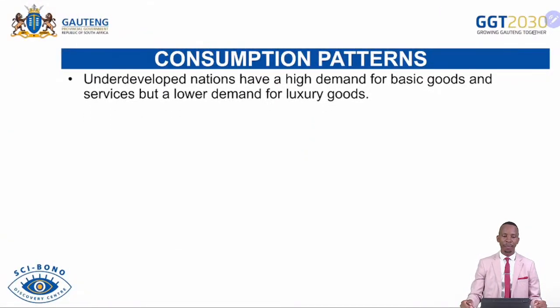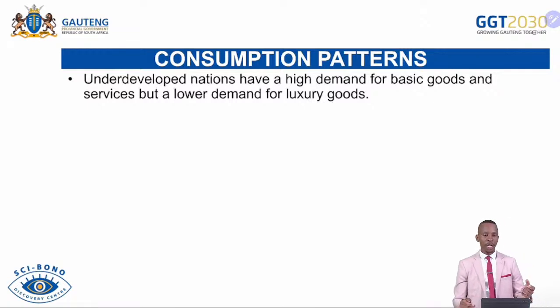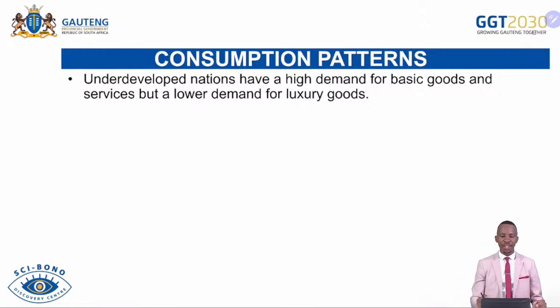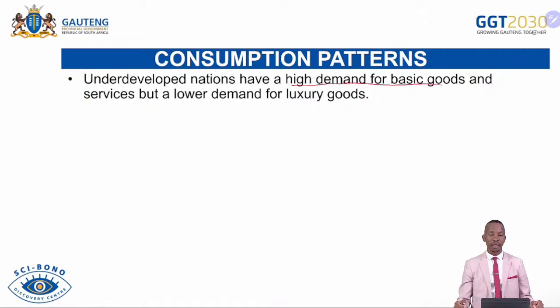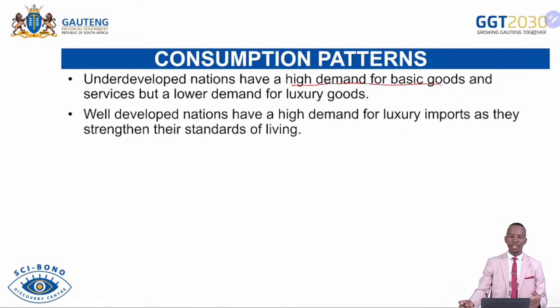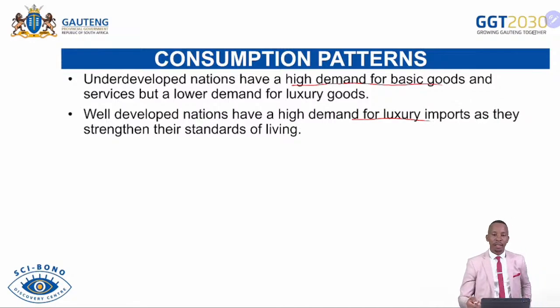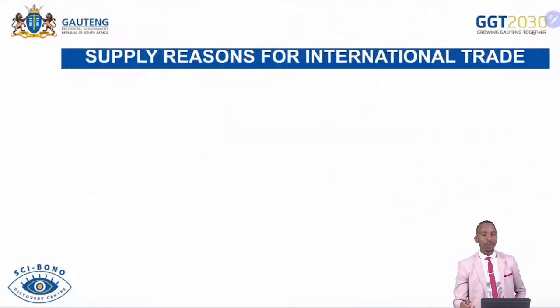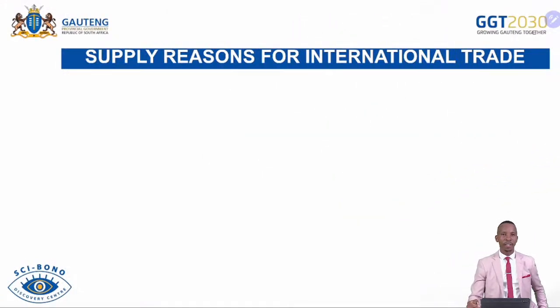And then consumption patterns. Like I've said before, underdeveloped nations have a high demand for basic goods and services, while developed nations have a high demand for luxury goods and services. So the consumption pattern differs based on the development and the growth of the country in terms of the economy. Well-developed nations have high demand for luxury goods, and that improves their living standard as they have more money to demand those goods and services.